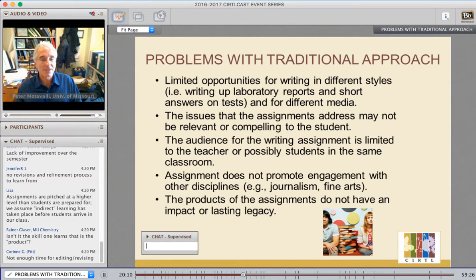Not enough time for editing and revising. That often is an issue that we see in many cases, so that the student can't reflect and improve their writing, which is a process that is very common in science. Getting used to seeing editing as a tool to improve your writing, and learning that it's a process, is very important. These are all good suggestions related to some of the issues that we see with the traditional approaches that are being used.